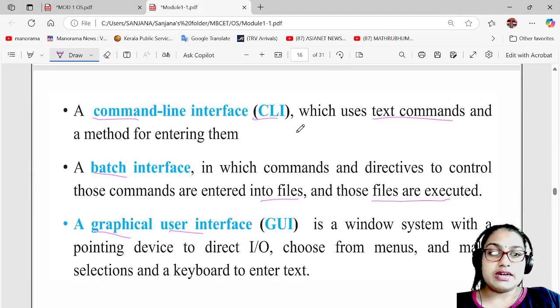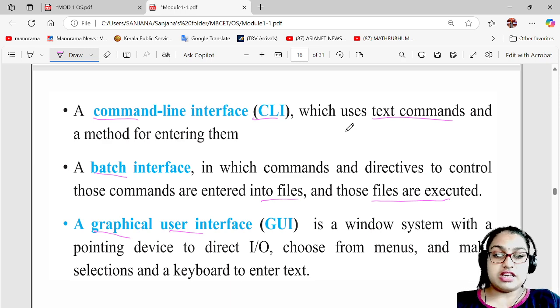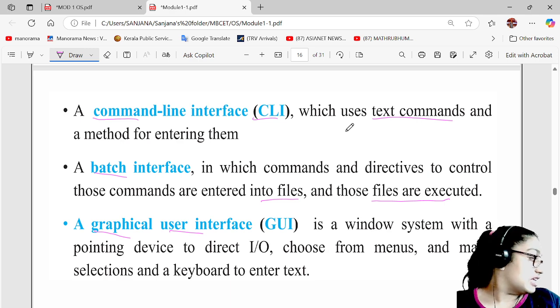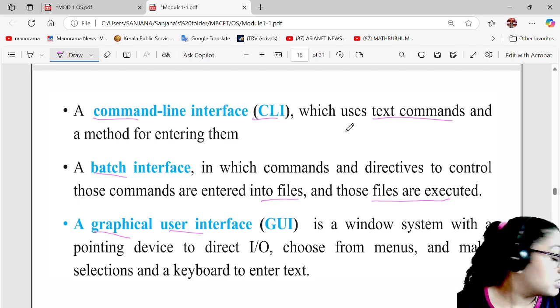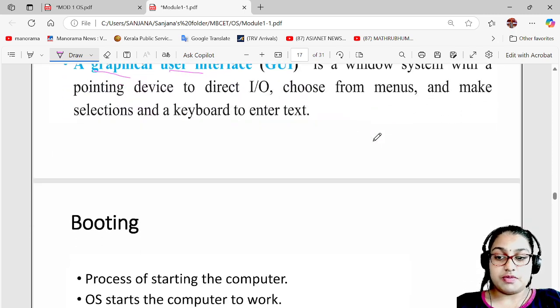So command line interface means I have to enter text commands. Batch interface means commands and directives are entered into a file and that file will be executed. Graphical user interface is a much easier way for users to use it. It is in a Windows system. We can choose from the menus, or make selections, and use a keyboard to enter text, and it's done in a much easier way.